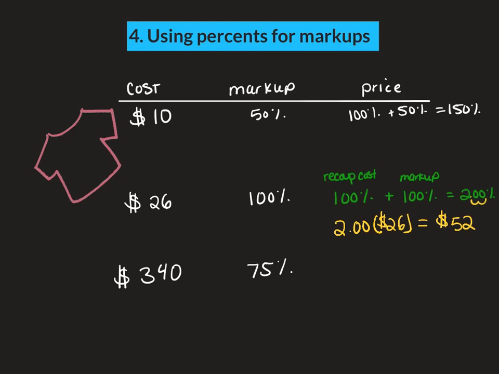Let's try the same for the second example. I want to recoup 100% of my cost, plus I want a 75% markup. So I want to get 175% of the original cost for my new price after markup. If I convert this to a decimal, I get 1.75. Then I'll multiply that by the original price of $340 to get my new price with the markup.